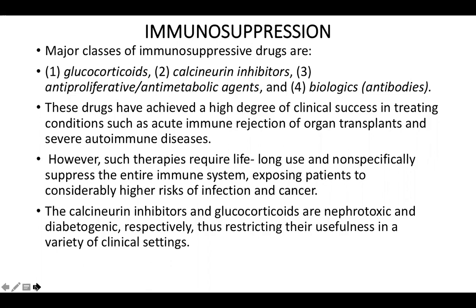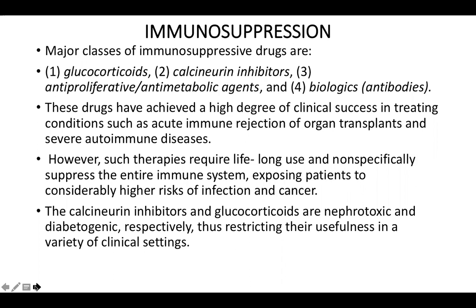Then calcineurin inhibitors. Then anti-proliferative or anti-metabolic agents. Then there are a lot of biologicals, or also antibodies, as immunosuppressive agents. So these drugs have achieved a high degree of clinical success in treating conditions such as immune rejection of organ transplants and severe autoimmune diseases.